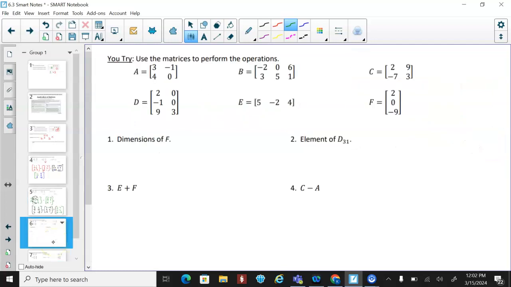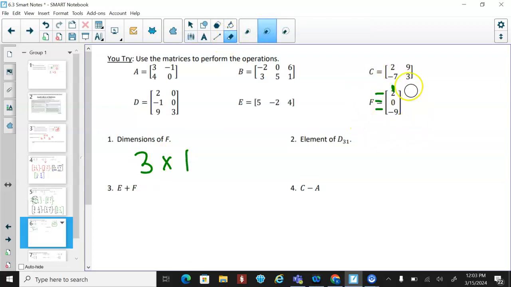All right, so here's just saying for you to try. So if you need to pause it and try it first and then watch me do it, go ahead and do it now. All right, dimension of F. F is 1, 2, 3 rows times 1 column. Okay, so it's going to be 3 times 1, 3 by 1. Okay, 3 by 1.